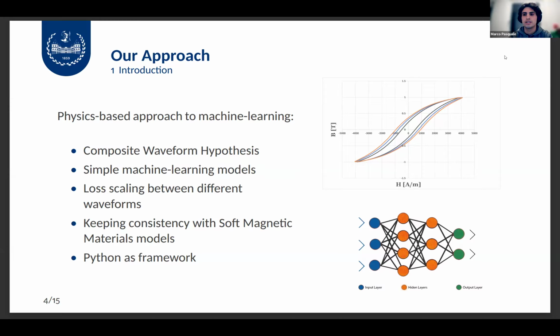And also, I want to mention that we were pretty new to machine learning. It's actually our first project, so it was the first thing we ever did, but it was very fun to learn about it. So yeah, we wanted to keep it as simple as possible. And we definitely wanted to use a composite waveform hypothesis for trapezoidal signals, a simple machine learning model, and something like loss scale between different waveforms that we will see, and also keep consistency with the physics that happens in soft magnetic materials, and to use Python as a framework for everything.